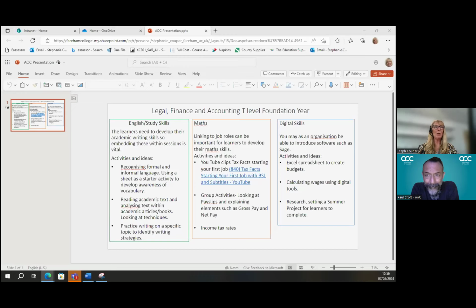And the other thing that I've put there is that we often set a summer project for the learners to complete before they start with us in September. And often in that we will get them to do some research, so again developing those research skills. We can talk about our friend Wikipedia that will come up at the top of a search. Surprisingly, many learners will go directly to that.